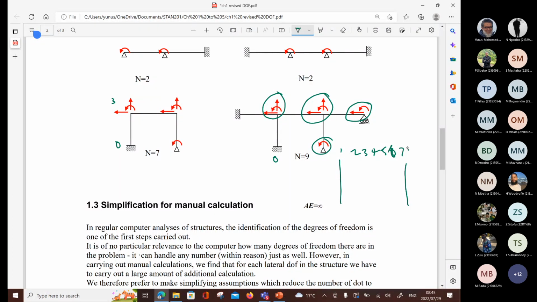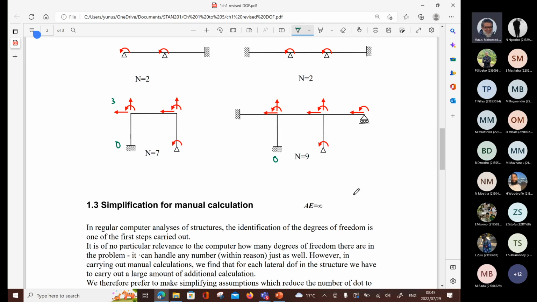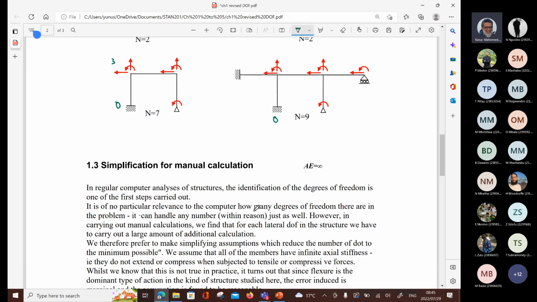Sorry. So you're going to have 9 columns and 9 rows. Do you follow? And now can you imagine solving that by hand? It could become quite cumbersome. You agree? Okay. So if we had something and we want to make it simpler, okay, so simplification for manual calculations.